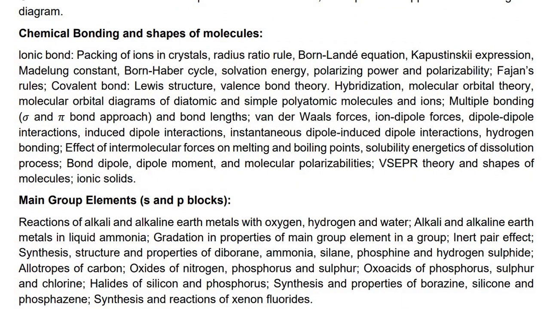Now chemical bonding: ionic bond, packing of ions in crystal, radius ratio rule, born-Lande equation, Kapustinskii expression, Madelung constant, Born-Haber cycle, solvation energy, polarizing power, polarizability, Fajans' rule, covalent bond, Lewis structure, valence bond theory, hybridization, molecular orbital theory, molecular orbital diagrams of diatomic and simple polyatomic molecules and ions, multiple bonding, sigma and pi bond approach, and bond length.